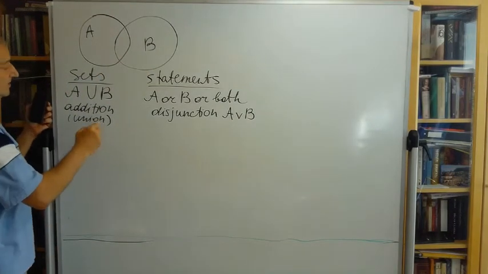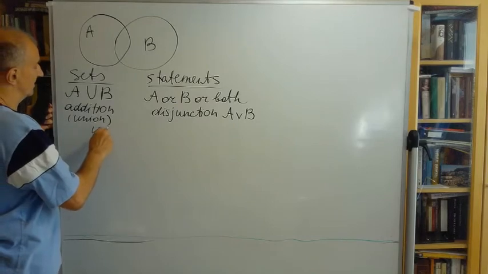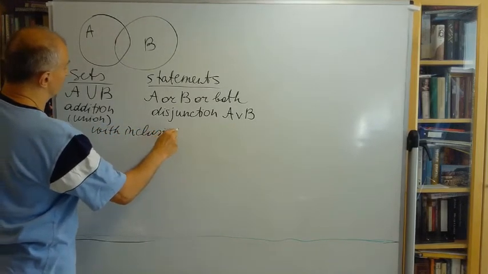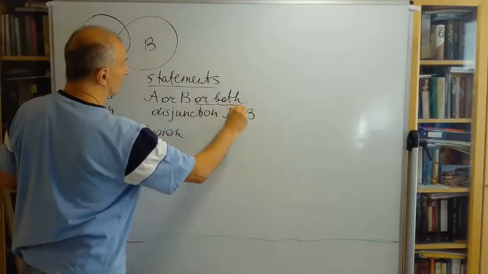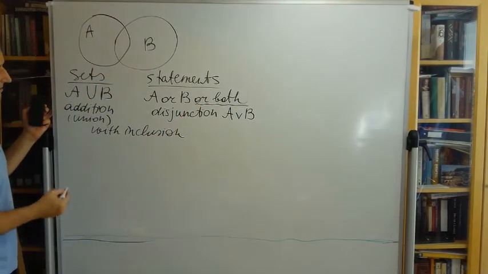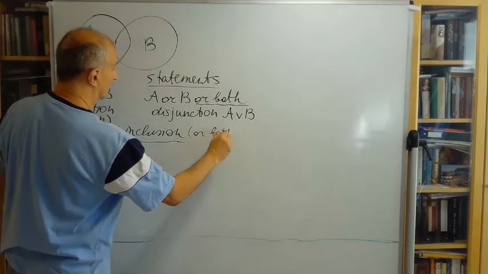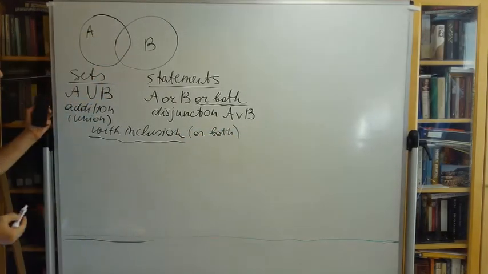Addition or disjunction, both of them are taken with inclusion. What does it mean with inclusion? This or both means with inclusion. Or both belongs, so we include this part that belongs to both A and B.